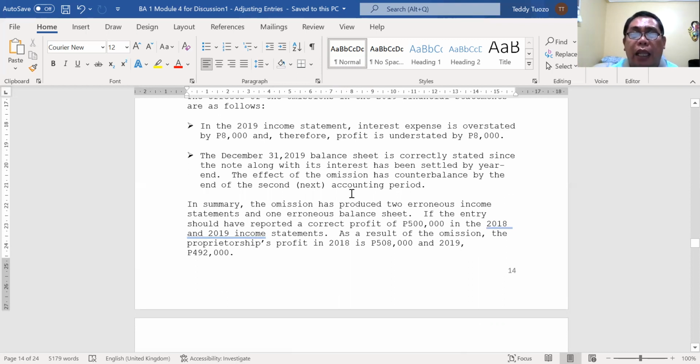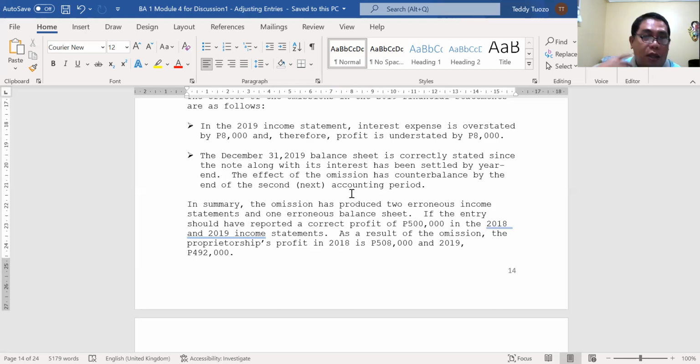No, sobrahan na ng 8,000. Kaya dapat atong 8,000 sa 2018 pa. And therefore, profit is understated by 8,000. The December 31 balance sheet is correctly stated since the note along with its interest has been settled by year end. So, amo na dyan correcting, no?